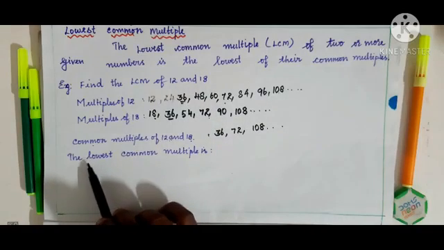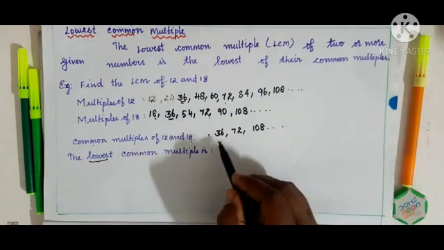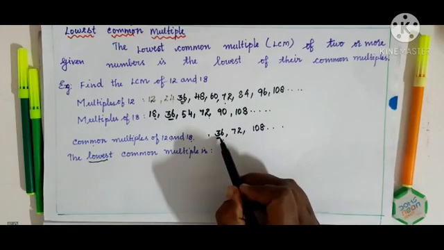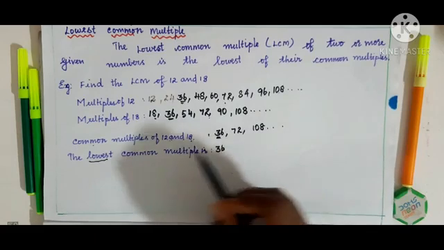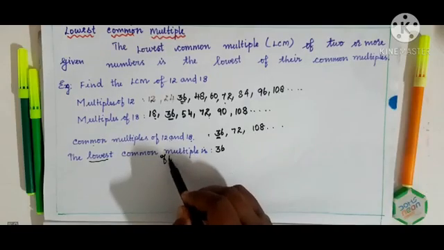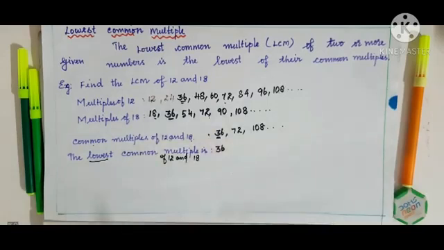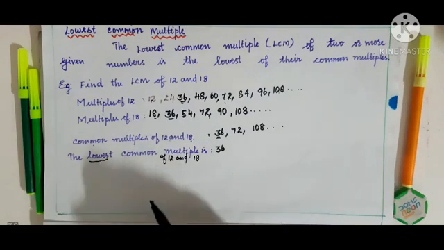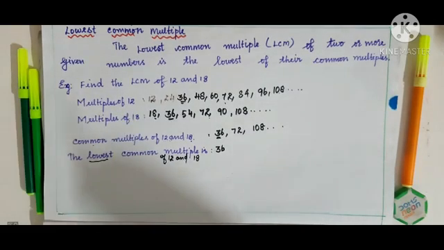Now we are going to find the lowest of that, that is the LCM. So the least is what? Here the lesser number is 36. So 36 is the LCM of 12 and 18. The least common multiple of 12 and 18 is 36. This is the way you have studied before, for the simple, smaller numbers.